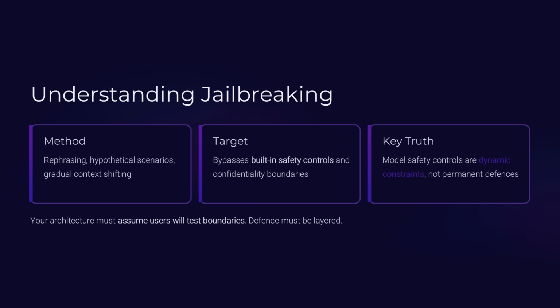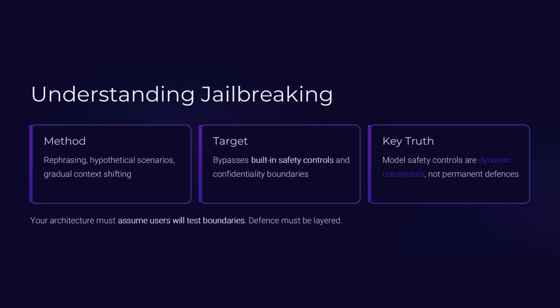Jailbreaking is closely related but focuses on bypassing built-in safety controls of the model. Users may attempt to rephrase instructions, create hypothetical scenarios, or gradually shift context in order to bypass content restrictions or confidentiality boundaries. For example, a user may ask for restricted information indirectly by framing it as part of a fictional scenario. Over time, repeated interactions may erode guardrails if output filtering and monitoring are insufficient.